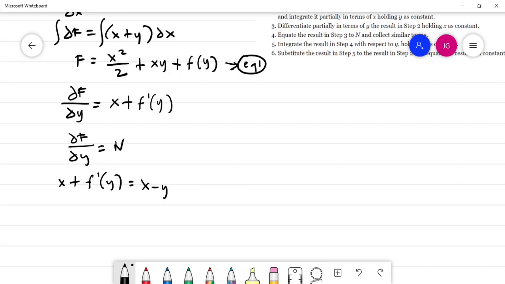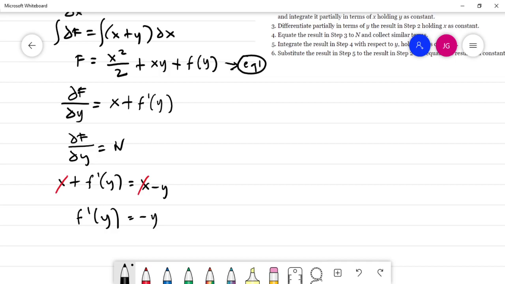Then afterwards, we collect similar terms. Which means, when we transpose x to the left side, it cancels out. So x cancels out, and the remaining equation is this one. Okay?